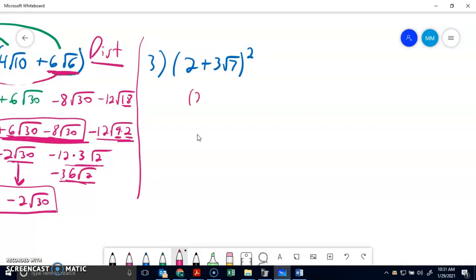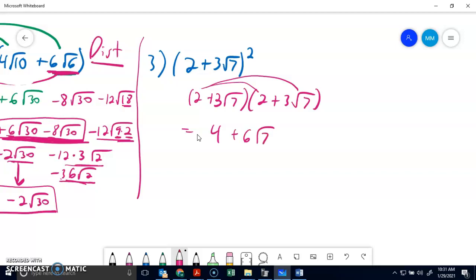When you see a quantity squared, you can just do these by multiplying that parentheses times itself, and then it just becomes like the one we just did. Okay, so let's go through this. 2 times 2 is 4. 2 times 3 is 6 square roots of 7. Multiply inside, I get another 3 times 2, or 6 square roots of 7. And then this last term, I'm multiplying 3 square roots of 7 times itself, 3 square roots of 7.